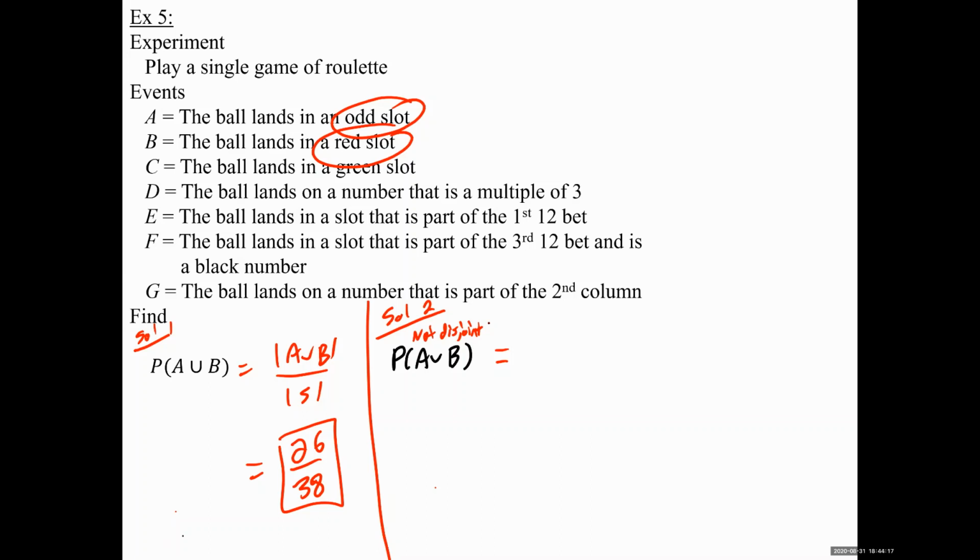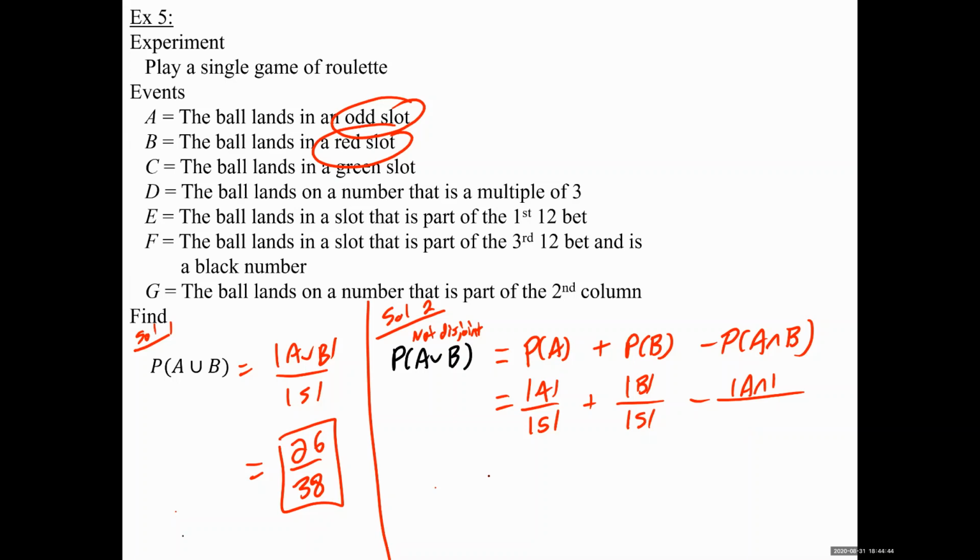Since they're not disjoint, you have to use the longer OR formula, which goes like this: probability of the first plus probability of the second minus probability of the first and the second. Okay, and then you can use absolute value formulas. Here you use the OR formula, then use the absolute value formula on each part. This is absolute value of A over absolute value of S. This next term is absolute value of B over absolute value of S. And this is absolute value of A and B over absolute value of S.